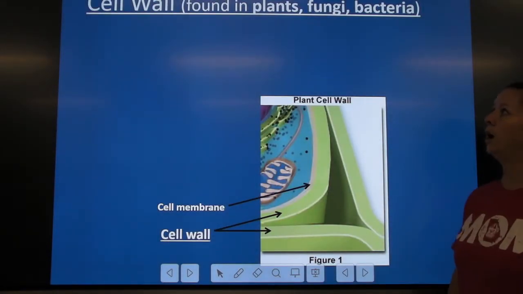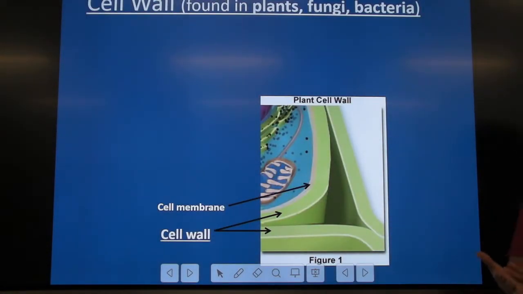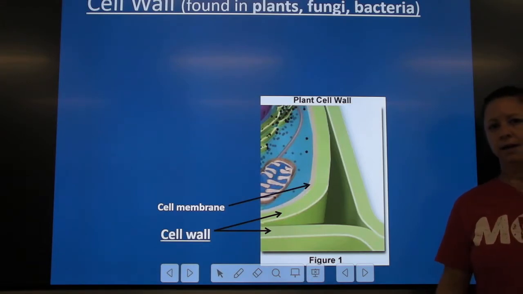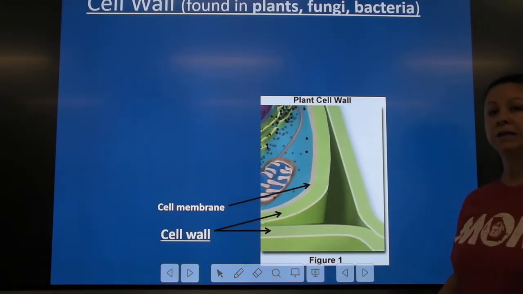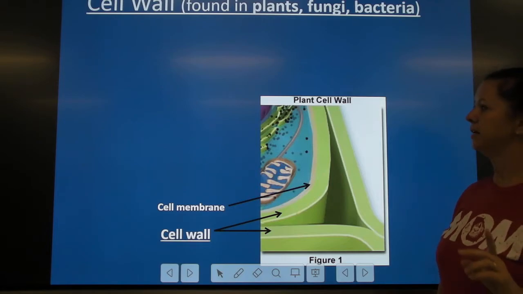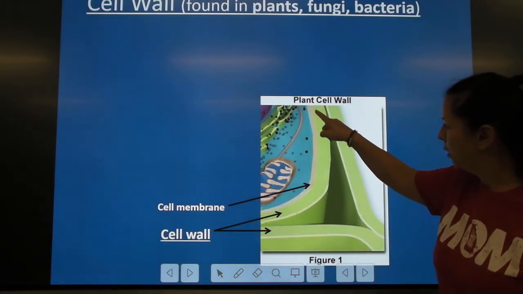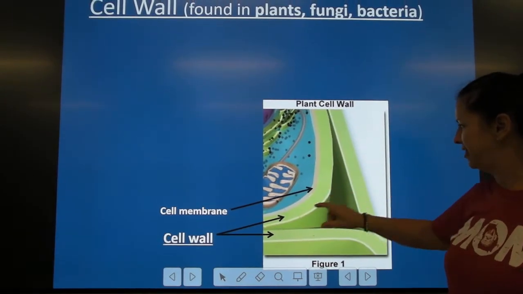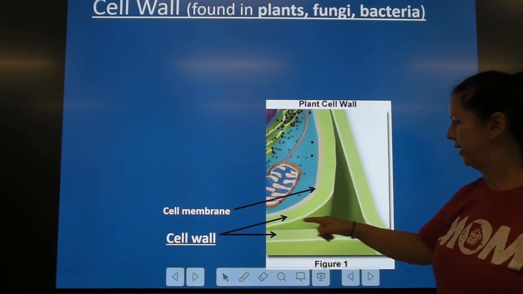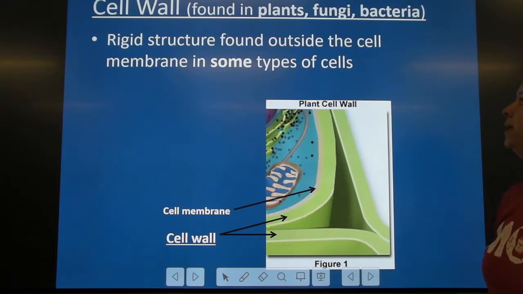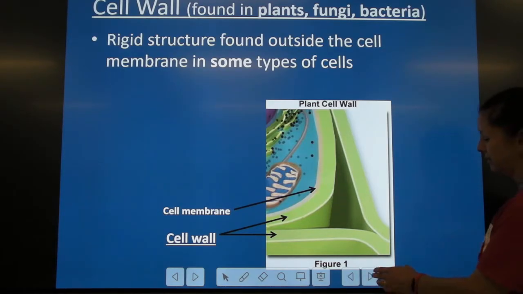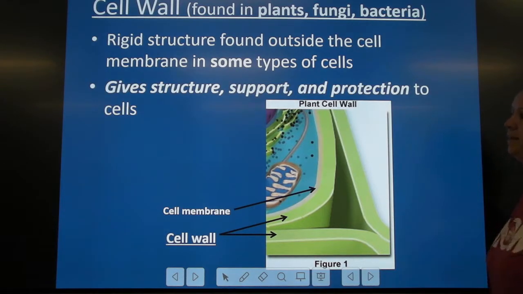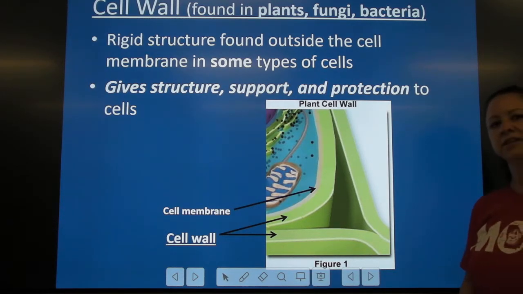All right, you have a cell wall. It is found in plants, fungi, and bacteria. Notice, animals do not have a cell wall. Okay, so on the inside is the cell membrane, and then you have this really thick outer layer. There's your cell wall. And it's a rigid structure found outside the cell membrane. It gives structure, support, and protection.